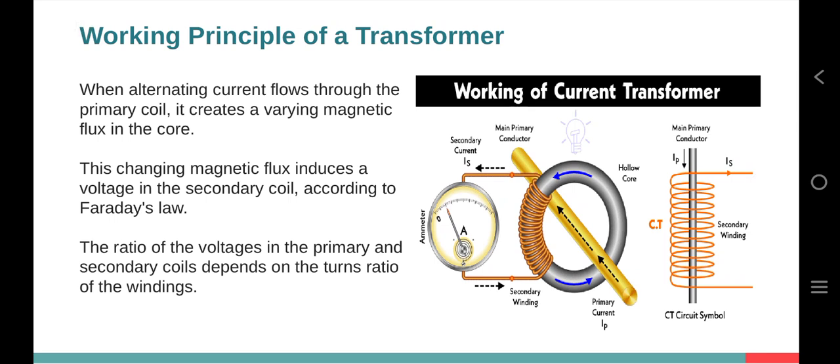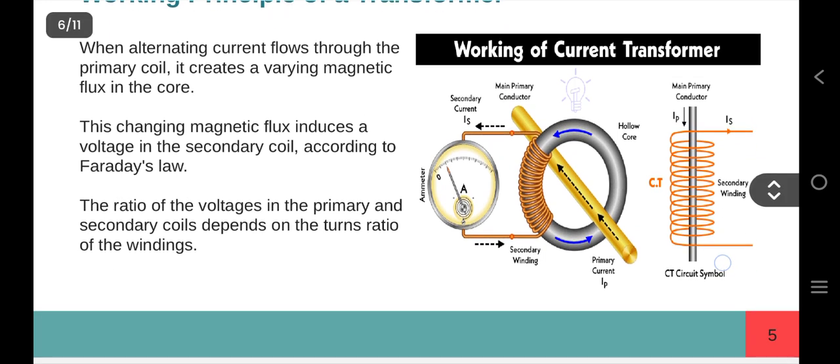When alternating current flows through the primary coil, it creates a varying magnetic flux in the core. This changing magnetic flux, when it comes in contact with the secondary coil, according to Faraday's laws of induction, induces a voltage in the secondary coil. The ratio of voltage in the primary and secondary coil depends upon the turns ratio, that means the number of turns in the primary and the secondary coils.